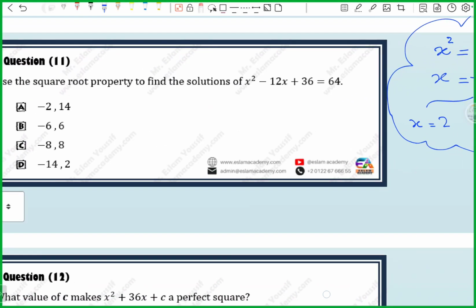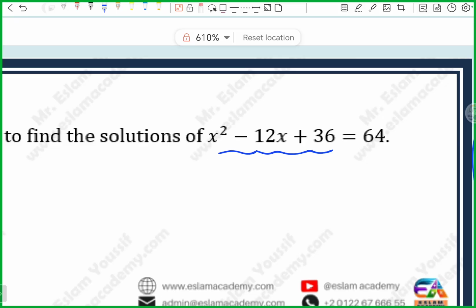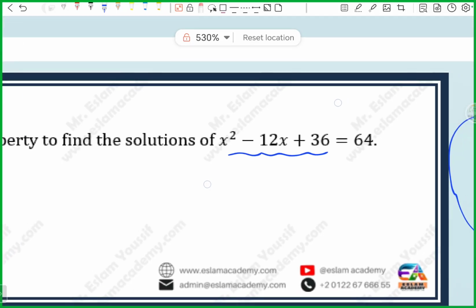That will happen when this expression is a perfect square. How do I know that this expression is a perfect square or not? I will explain it with two ways now. Just listen. The first, can you find the square root of the first? What is the square root of x squared? What is the number? If you multiply it by itself, the answer will be x squared.